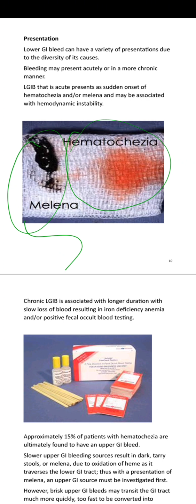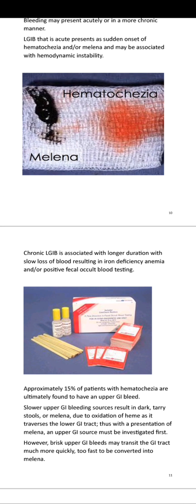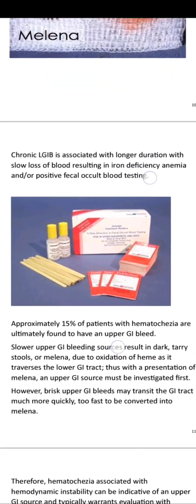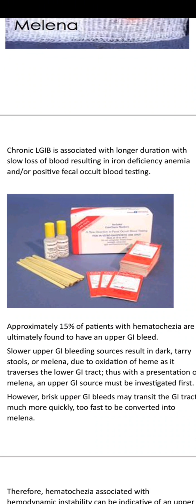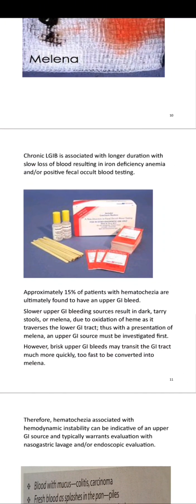This is if we are talking about acute bleeding. If it is chronic lower GI bleeding, it can present like iron deficiency anemia, or we can detect it on positive fecal occult blood testing. I have included in this lecture a photo of how fecal occult blood testing looks, because I think it will play a crucial role in the next few years, not only in detecting lower GI bleeding, but also in the screening of cancer.